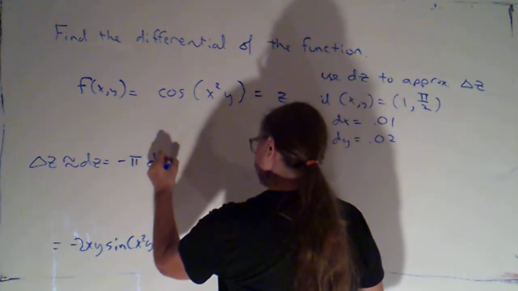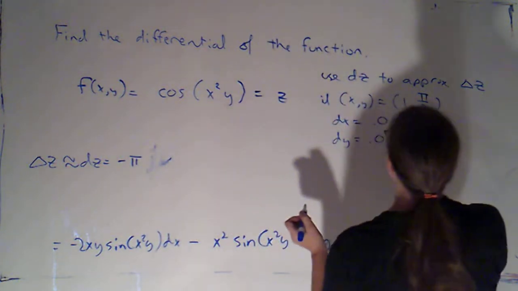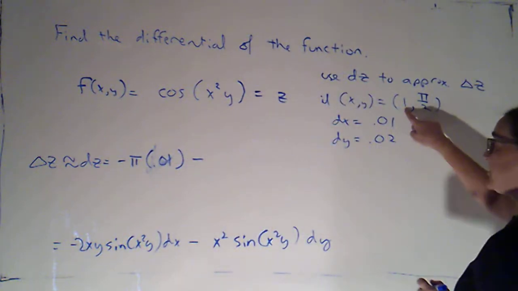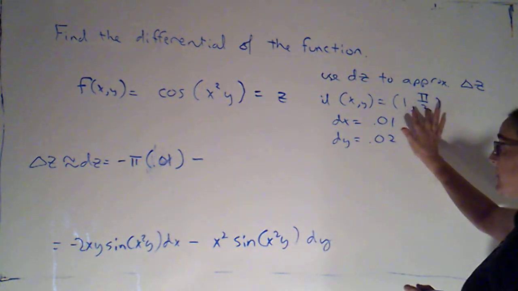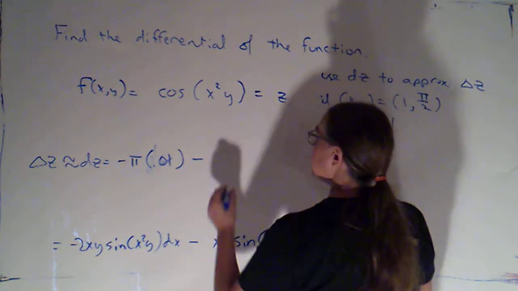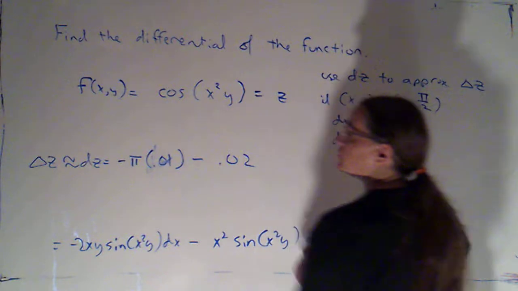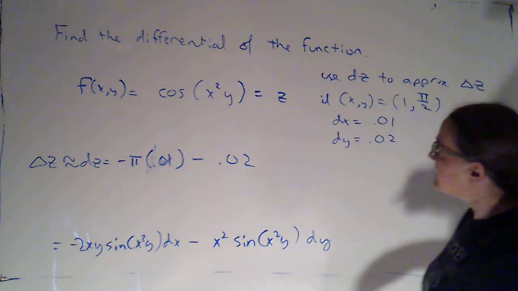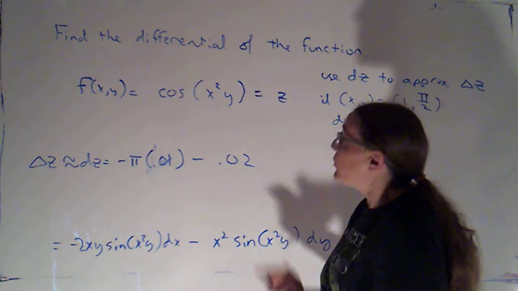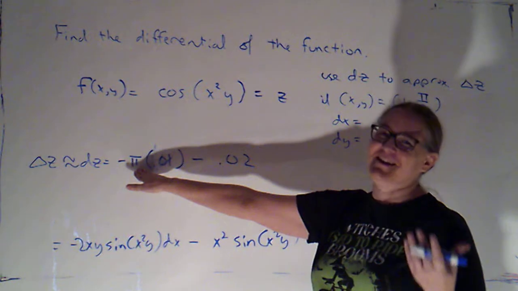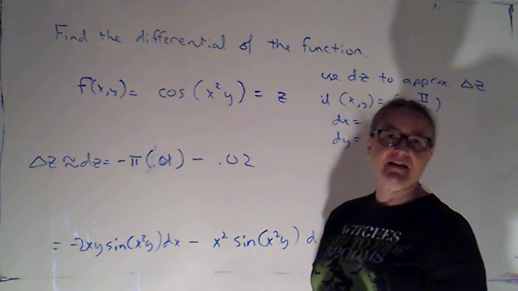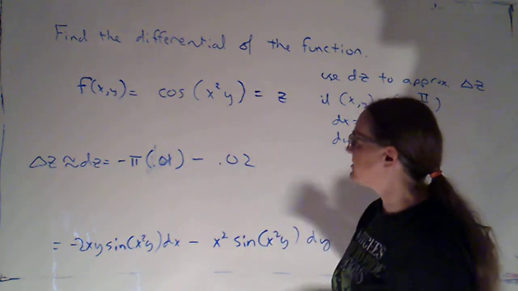And we're plugging in for dx. What is dx? 0.01. Minus x squared is just 1. Sine of x squared y, we said was sine of pi over 2, which is 1. So we're getting just 1 times dy, which is 0.02. So we've got negative 0.01 pi minus 0.02. Now, of course, if I'm approximating things, I would probably then approximate pi as about 3.14 and then come up with a decimal approximation of things. But I'm going to go ahead and just stop at this point.